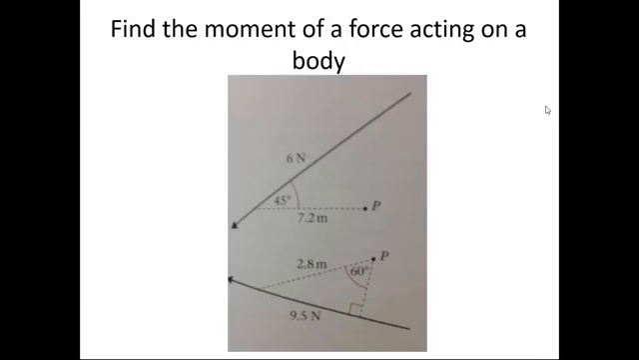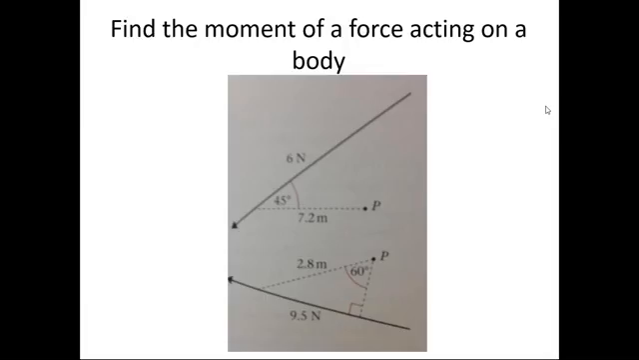So we're going to find this perpendicular distance here, which is hypotenuse opposite, so the opposite equals the hypotenuse times sine of 45. So that's the distance. So the moment of the force is 6 times 7.2 sine of 45. Actually, calculate it on degrees. And so it's 36.7.